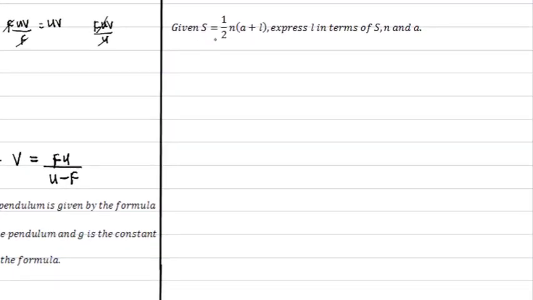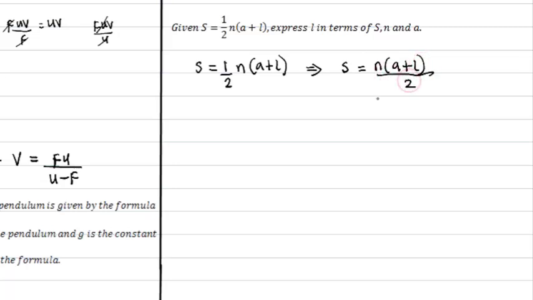So let's see this other one now. Given s is equal to 1 over 2 n bracket a plus l. Now I want to express l in terms of this. So we want to make this l the subject of the formula. So we can write this part like this. S is equal to, this is 1 times everything here, which is still the same as everything there. That is n bracket a plus l over 2.